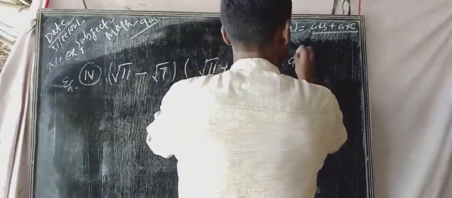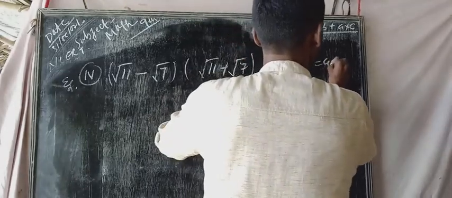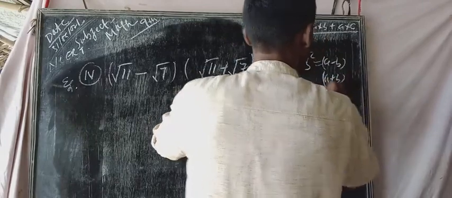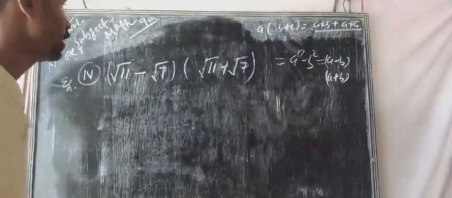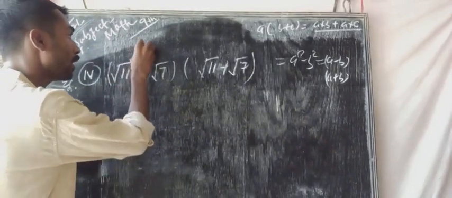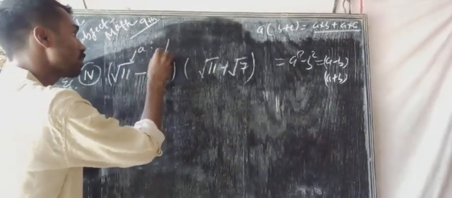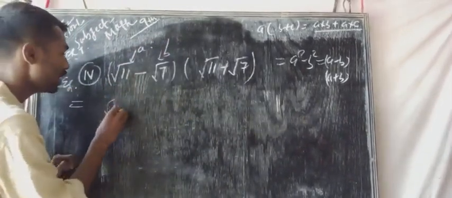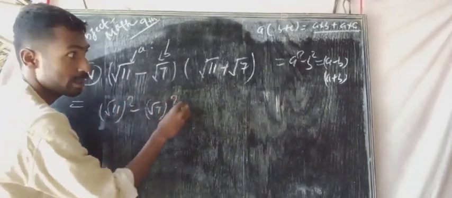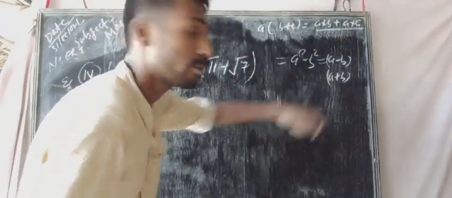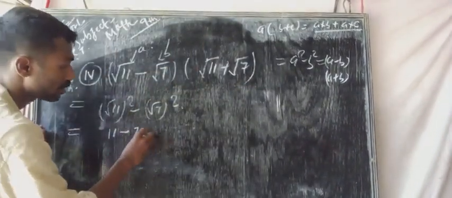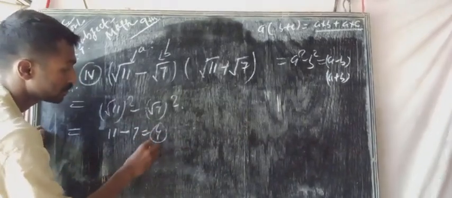तो आप use कर सकते हैं a square minus b square, that is equal to a minus b and a plus b. So now we can use the formula. In place of a is root 11, and root 7 is in place of b. So root 11 का whole square minus root 7 का whole square by the formula. Now the value is 11 minus 7, which is equal to 4. 4 is the answer.